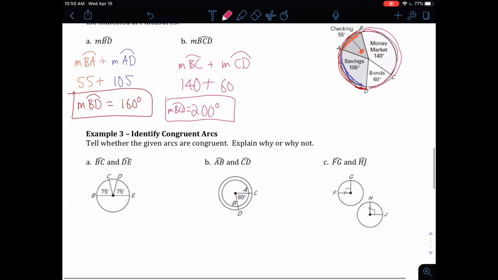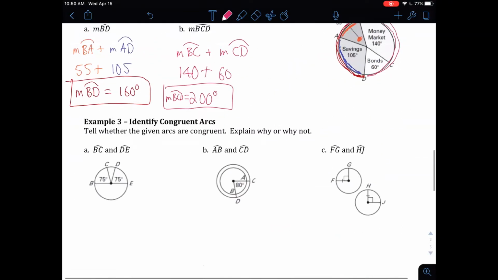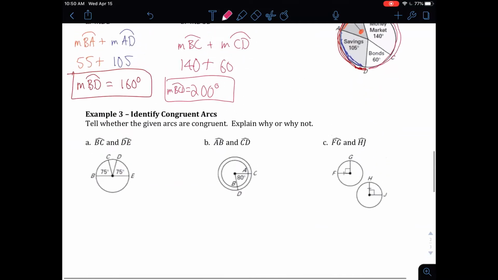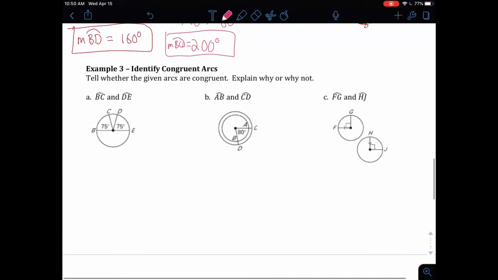Okay? All right, we're going to go ahead. I wanted to pause it and do it there because we're going to skip the checkpoints at the end here. We're going to do these last couple examples. Okay, one more thing I want you to write somewhere around here is very important. So, identify congruent arcs. Determine whether the given arcs are congruent. Explain why or why not.